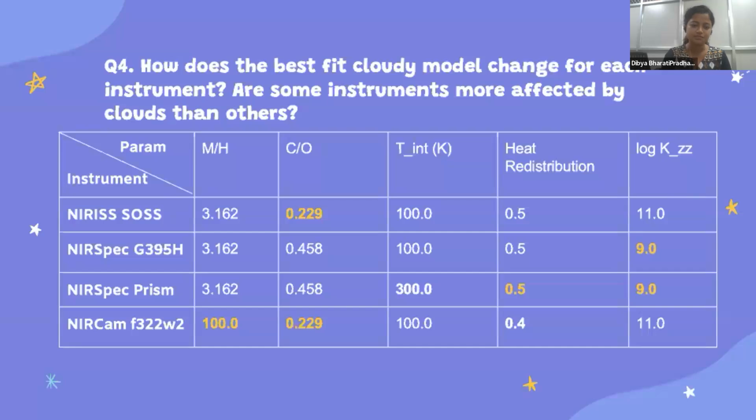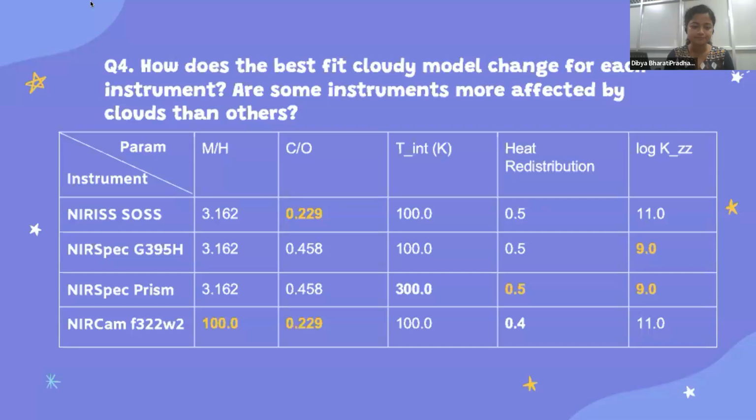In the fourth question, we ask how the best fit cloudy model changes for each of the instruments. We have data from 4 of the instruments of JWST, and we are trying to vary parameters like C/O ratio, metallicity, intrinsic temperature, and heat redistribution factor, to check which values of the varied parameters would fit the observed spectra using the PICASO 1D model.